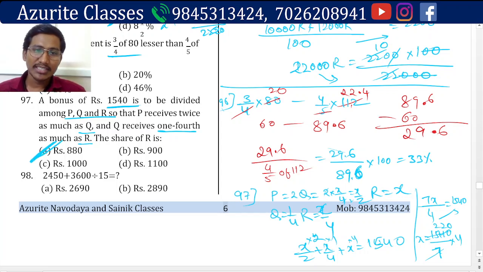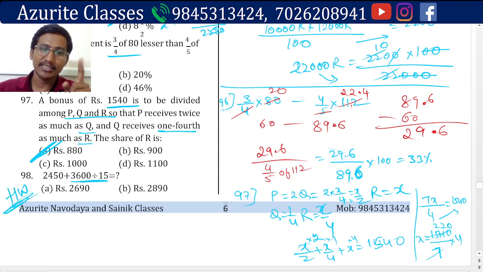Okay, so next is 98 students. So 245 divided by 15. So divide it by 15 and then add. So first you have to divide, then add it. So you do it as homework and comment the answer, okay?